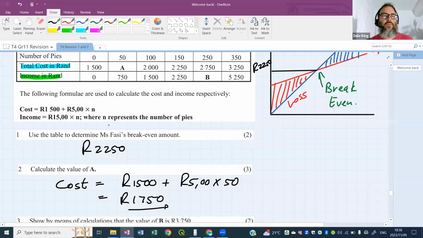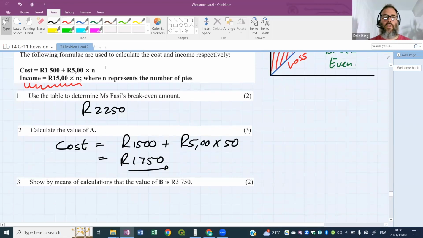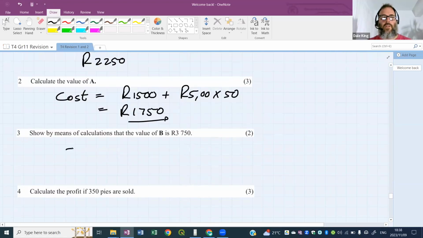Very good. All right, so for income, B is in the income row of the table. We need to use this formula here: 15 times N, where N is the number of powers. Yes, good job. All we need to do is say 15 times 250. So we've got 250 powers here. This is an income calculation, and it's 15 times 250.